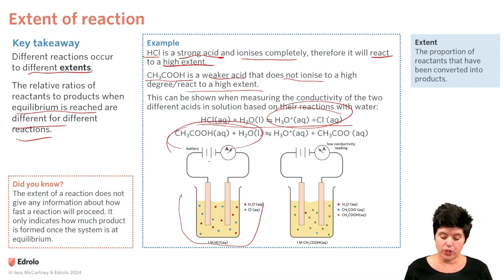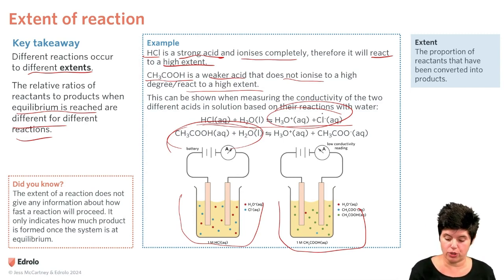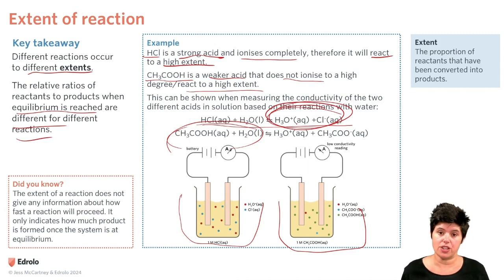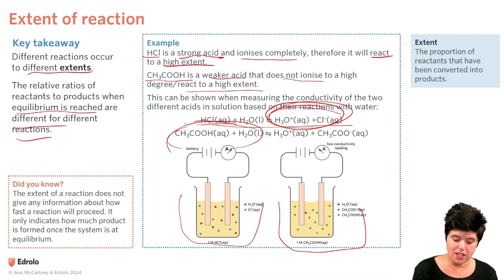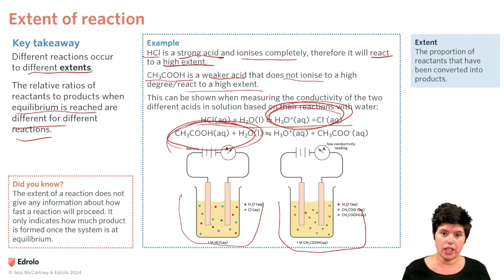And you can tell this by running a conductivity prac, so actually testing how much electricity is running through it. If you have a greater number of ions, like what's shown in the first HCl reaction, it will conduct more electricity. Whereas if you don't have as many ions, so if it's sitting on this reactant side where they're not in ionic form, it will conduct less electricity. So it's a very quick and easy way to see how the extent of the reaction has progressed.